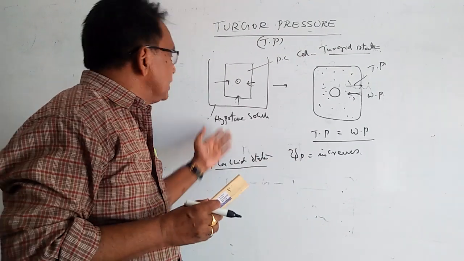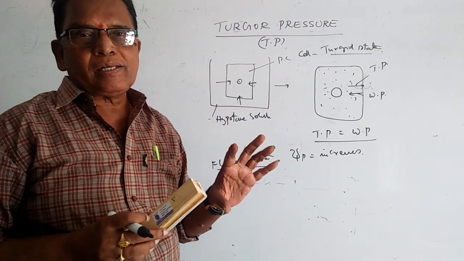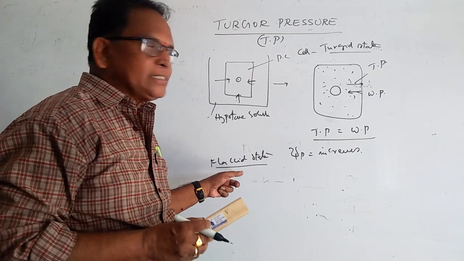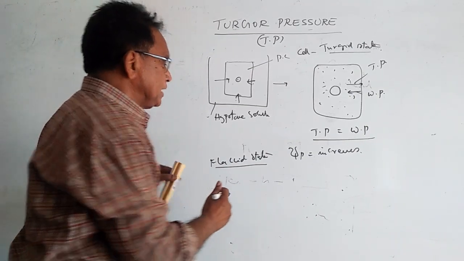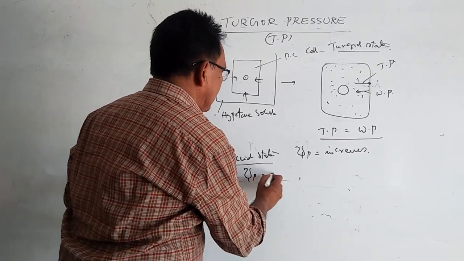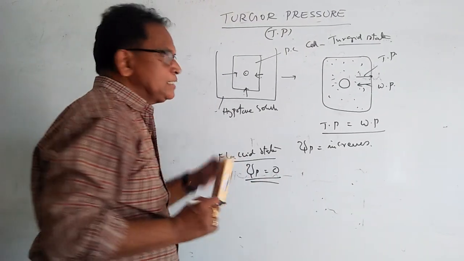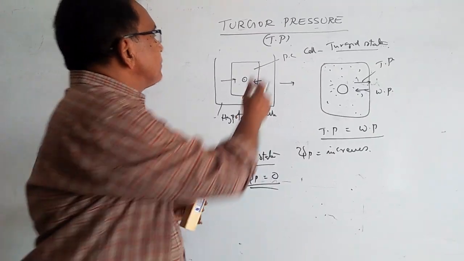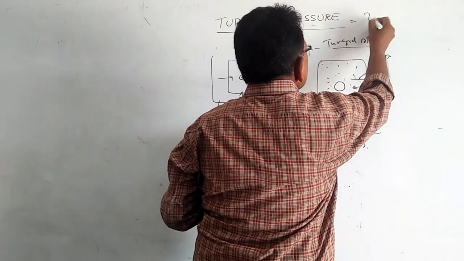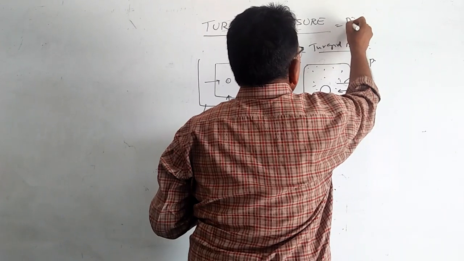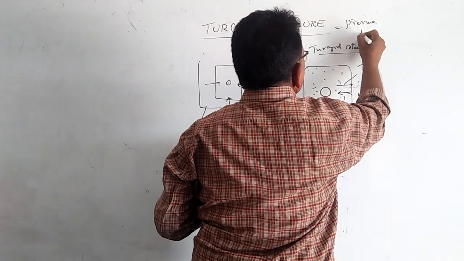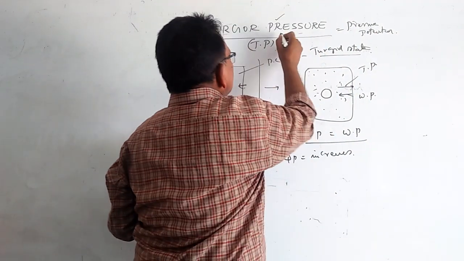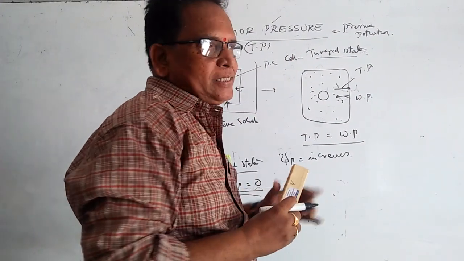Whenever we place a cell in a hypertonic solution, water from the cell will come out, and then that cell is said to be in a flaccid state. In a flaccid state, the psi p value is 0; the pressure potential of that cell is 0. The Turgor pressure is also called, in the newer terminology, pressure potential. Turgor pressure is the older terminology.